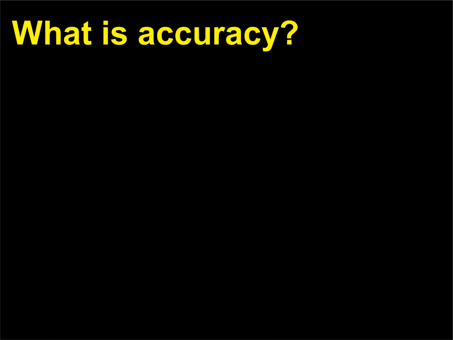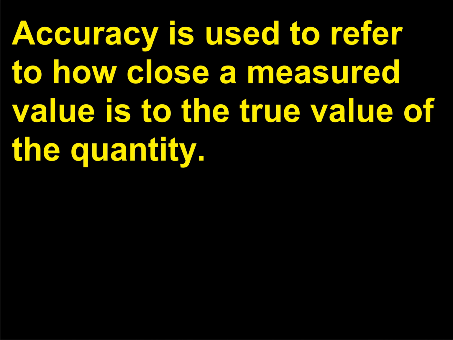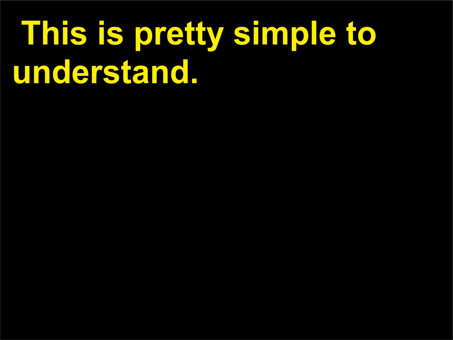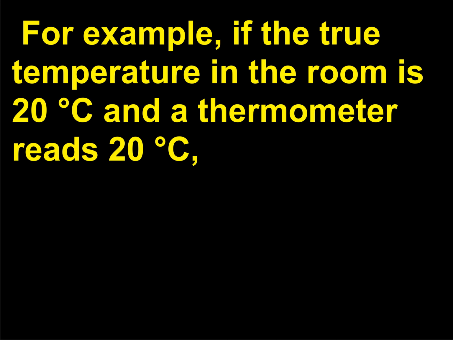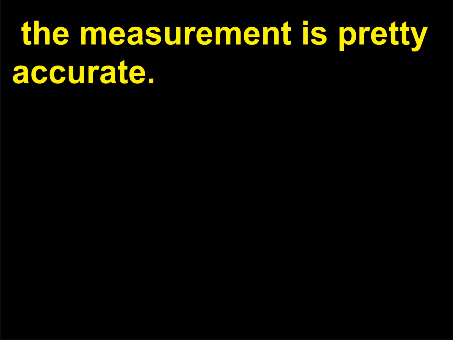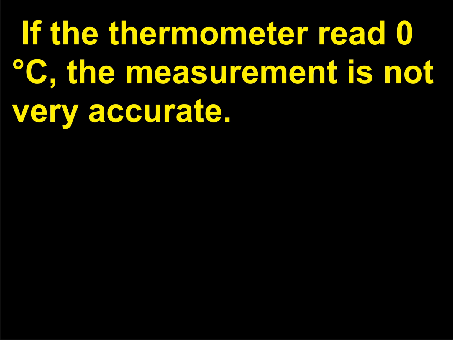What is accuracy? Accuracy is used to refer to how close a measured value is to the true value of the quantity. This is pretty simple to understand. For example, if the true temperature in the room is 20 degrees Celsius and a thermometer reads 20 degrees Celsius, the measurement is pretty accurate. If the thermometer read 0 degrees Celsius, the measurement is not very accurate.